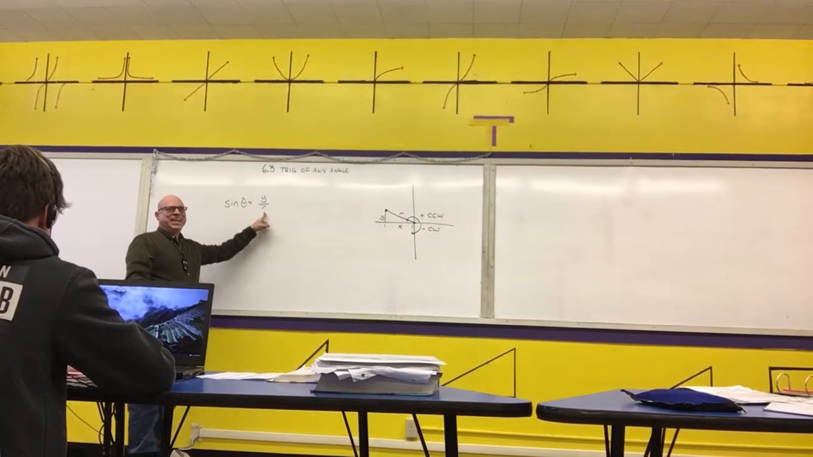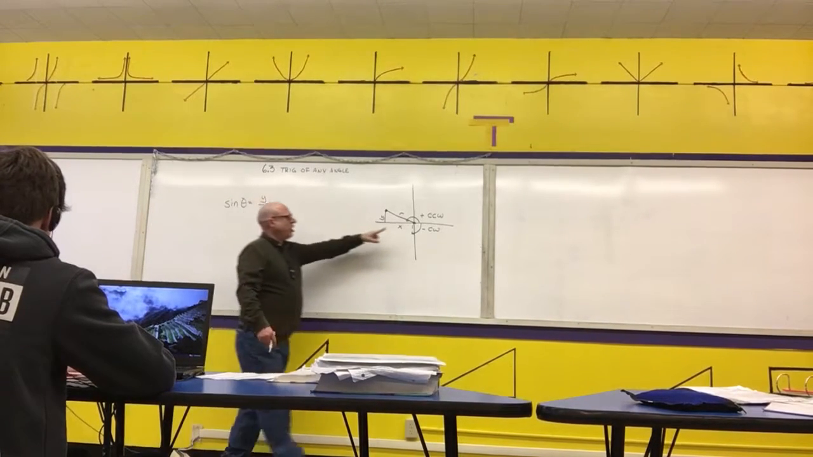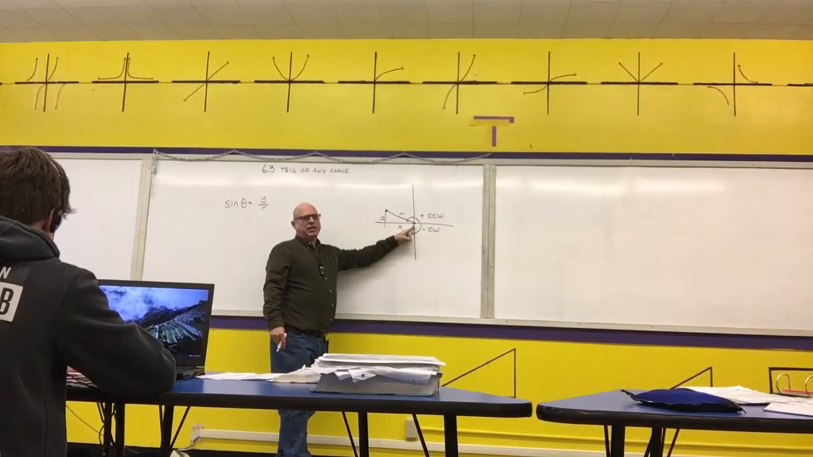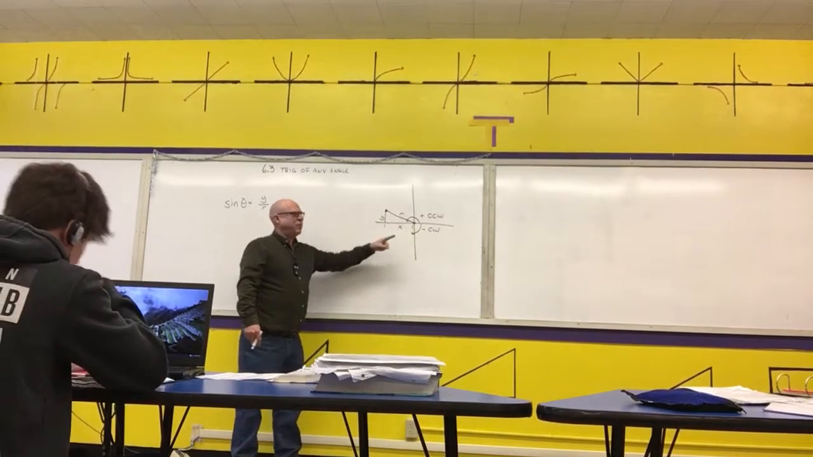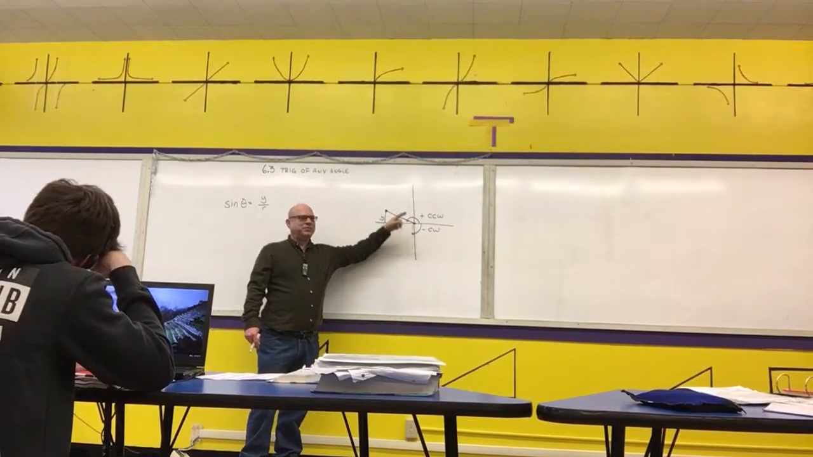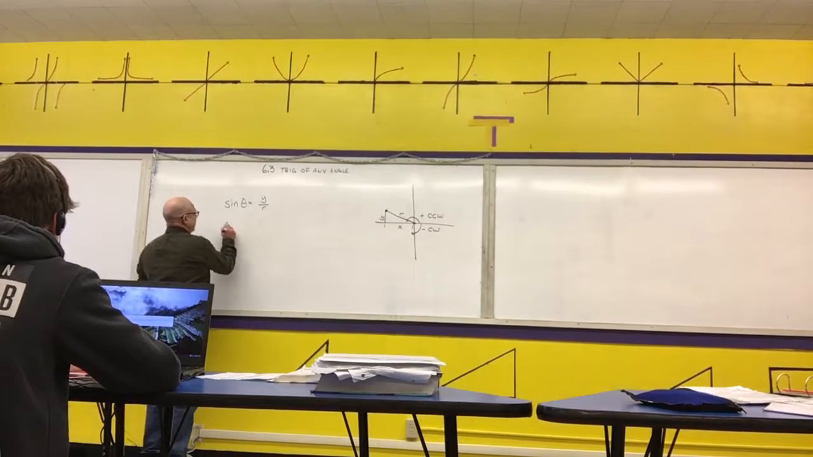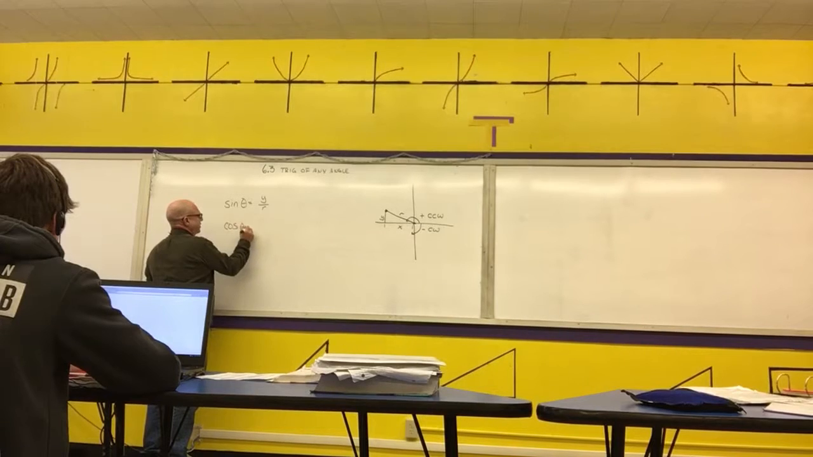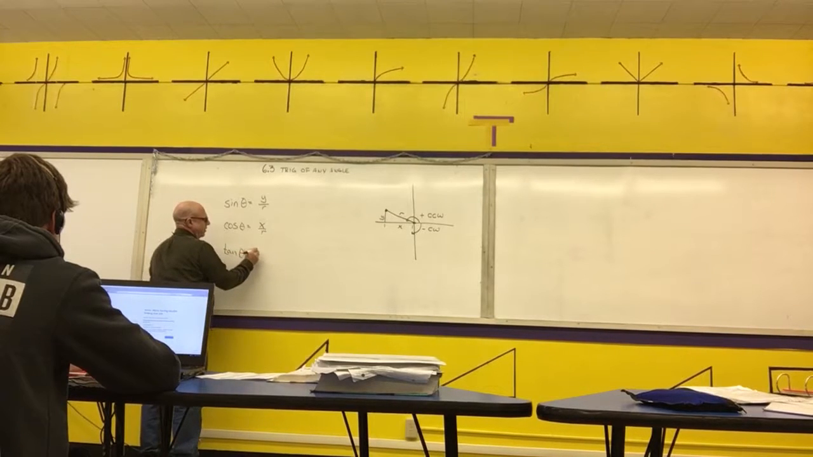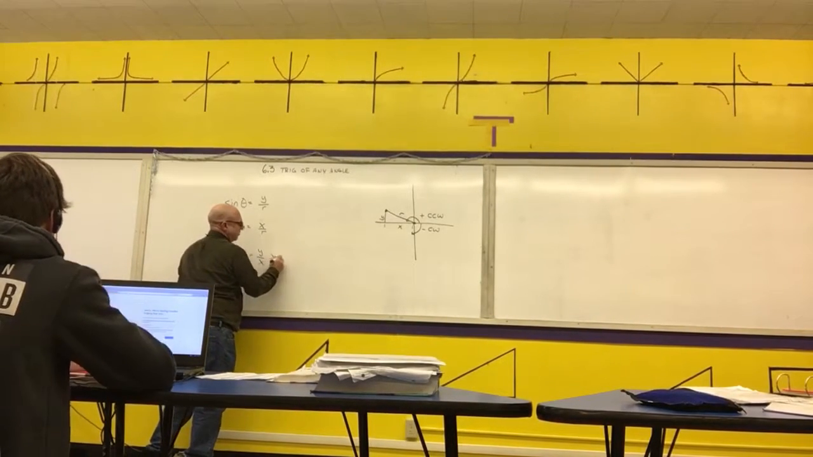Notice r can never be negative because you're always going to have a radius if you have a point that's not on the origin. If you have a point that's on the origin, it's not an angle because you have no way to create the angle. Cosine of theta is x over r. And tangent of theta is y over x, but x cannot be equal to 0.